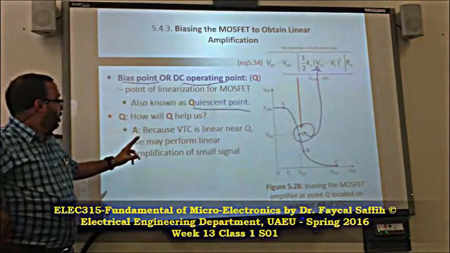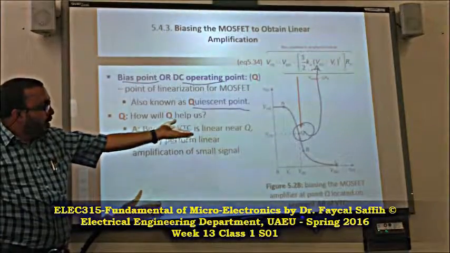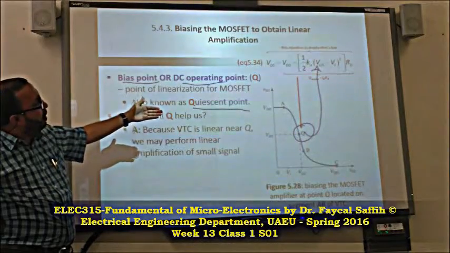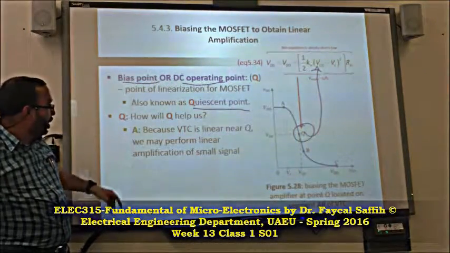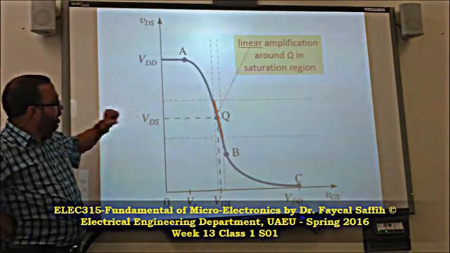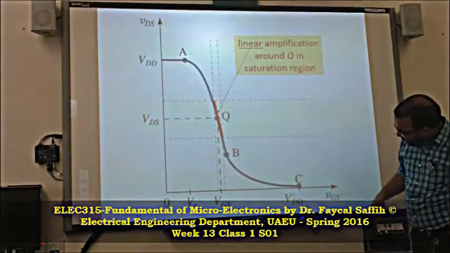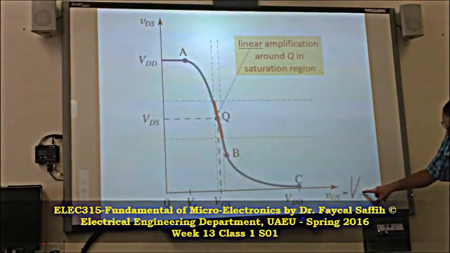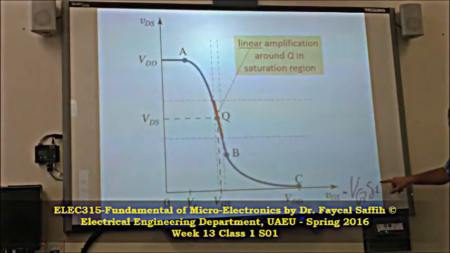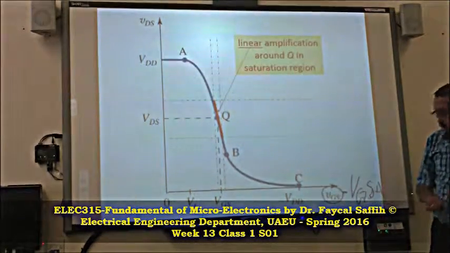And the question is, how will Q help us to control or to have a linear amplification of this transistor? Let's look at that. So, this is the trick that we did. The trick here is to make our AC signal, because VGS is actually a DC VGS plus an AC VGS. Right? This is the total, yes or no?